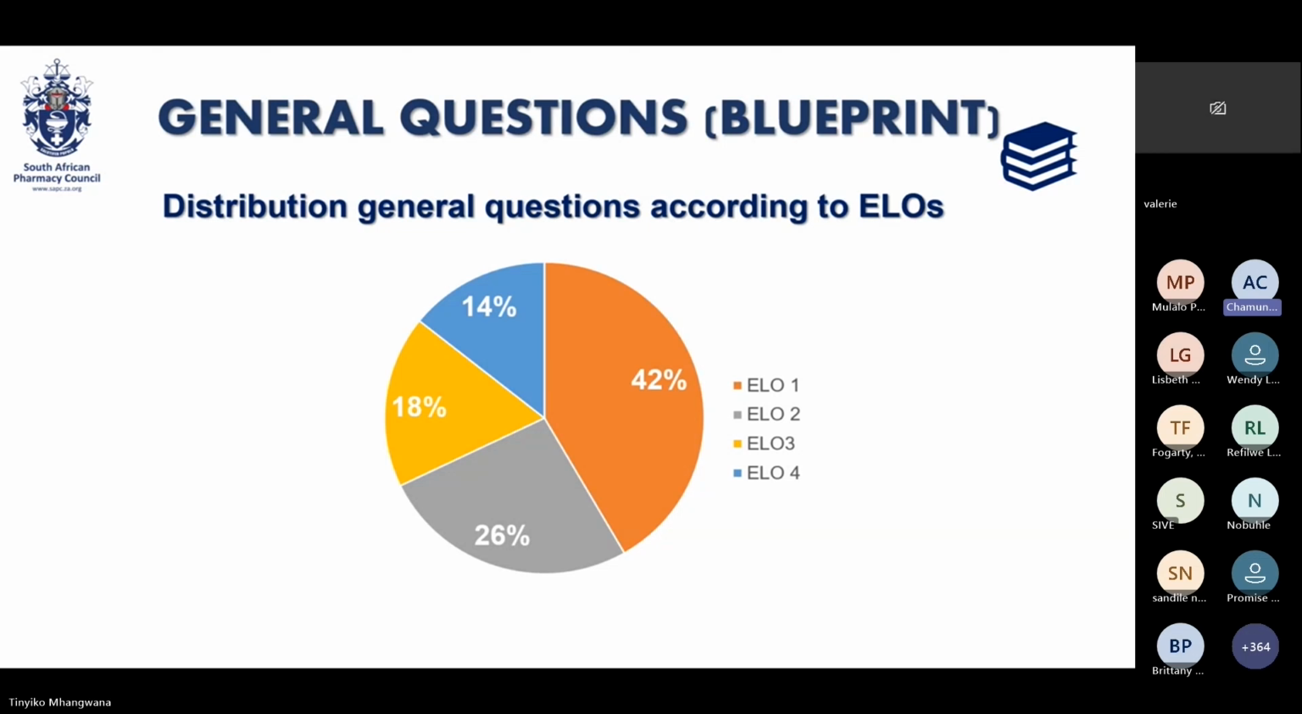So it's important to note that the distribution of your general questions covers the different sectors where you are going to be practicing as a basic assistant. So it will cover your pharmaceutical industry, it will cover the institutional pharmacies, your hospitals, clinics, and it will also cover if you are working in wholesale or distribution.